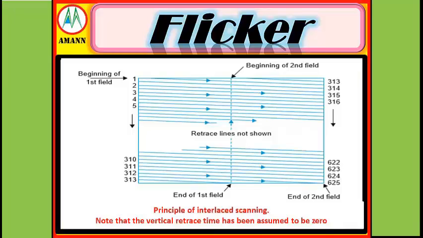So these are the two fields. This is the frame divided into two fields. We have the first field and the second field. This is the beginning of the first field, and this is the end of the first field. This is the beginning of the second field, and this is the end of the second field.